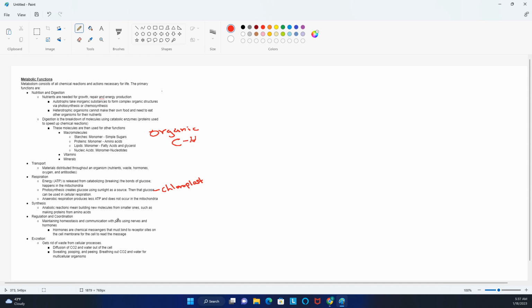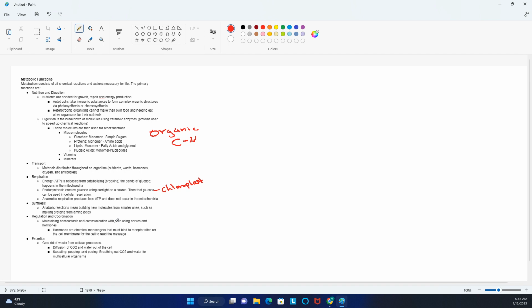Anaerobic respiration produces less ATP and does not occur in the mitochondria. Remember, that happens in the cytoplasm. Synthesis is anabolic, meaning to build. These reactions take smaller molecules and make a new one that's much bigger. An example of this is translation, where amino acids are built into protein or polypeptide chains. Now, synthesis and anabolic and catabolic reactions, remember, do require enzymes, as that is the purpose of an enzyme, either to cut, to break down, to destroy, or to build up and construct new molecules.